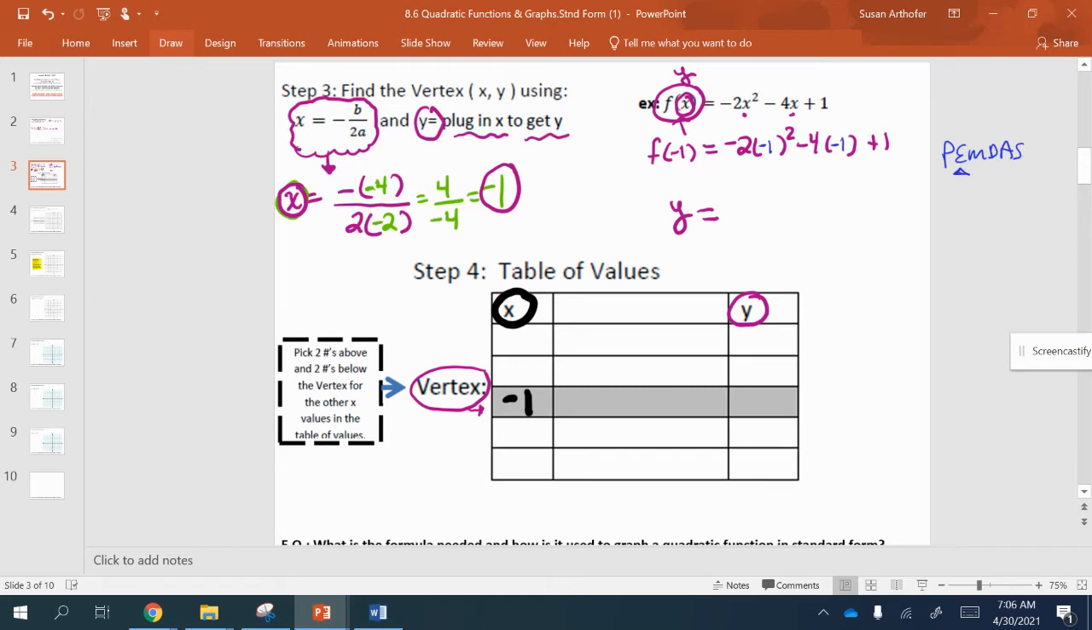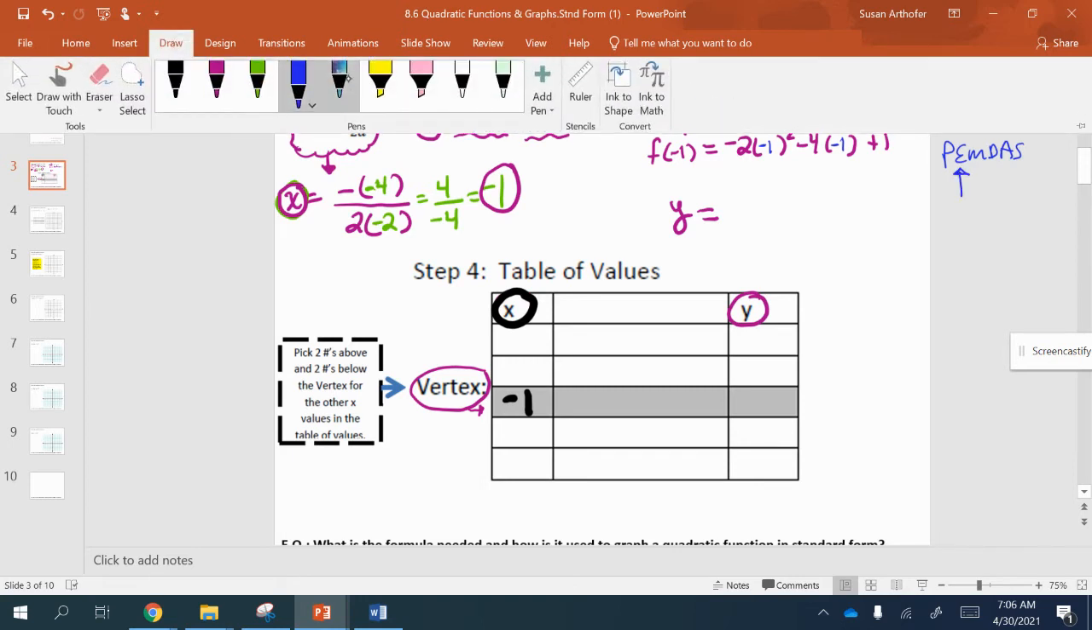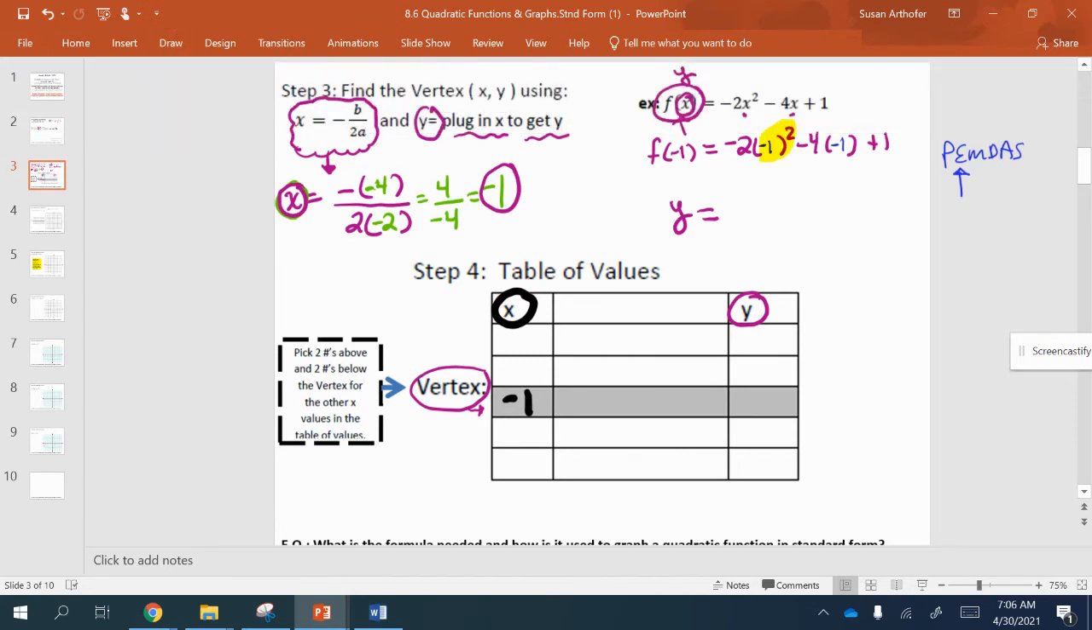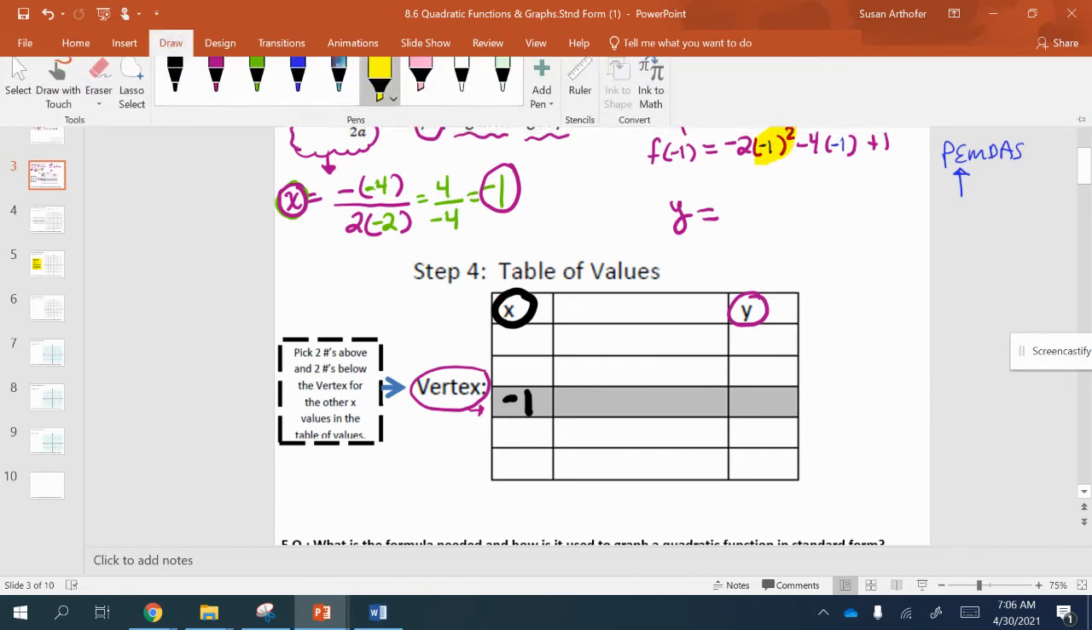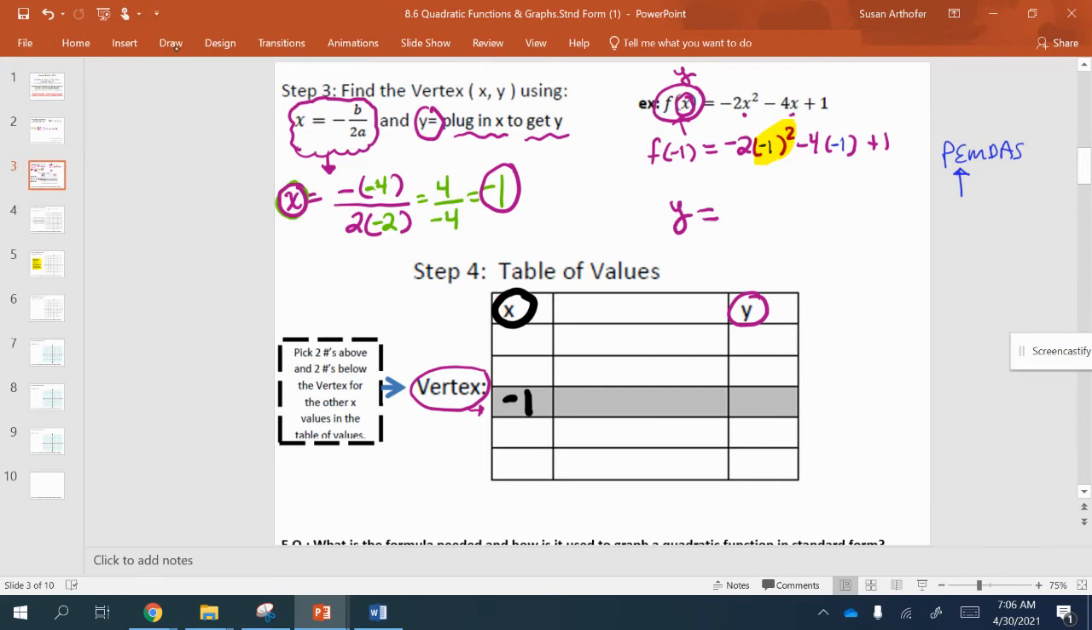Okay, so we're going to plug in negative 1 to the formula. And then we're going to do our math by hand this time, just to remember for PEMDAS. We have to do the exponent first before anything else. So this is one of the most common student mistakes, is they don't do this exponent. So you have to do the exponent first.